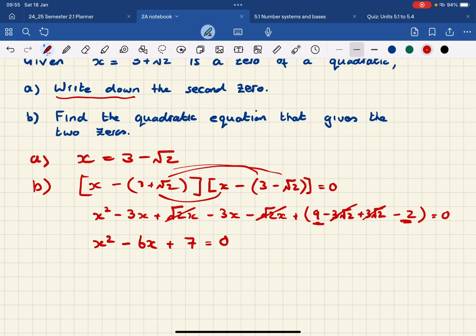And what you can do is you can just double check this, either just putting it into a quadratic solver in your calculator, or you could just do the quadratic formula and just double check that those come out exactly as they do: 3 plus root 2 and 3 minus root 2.